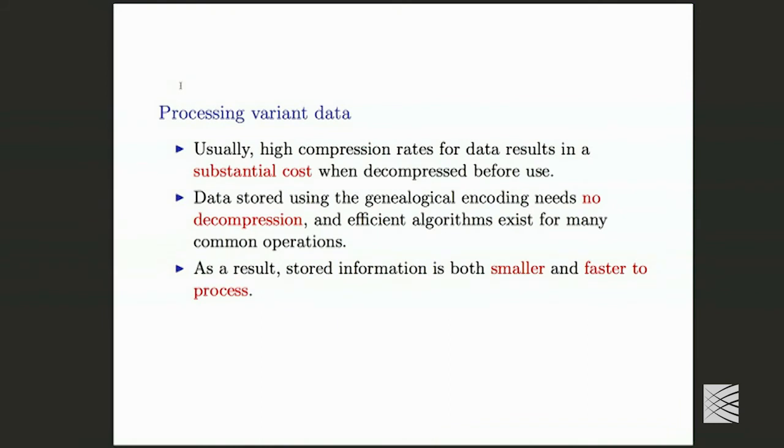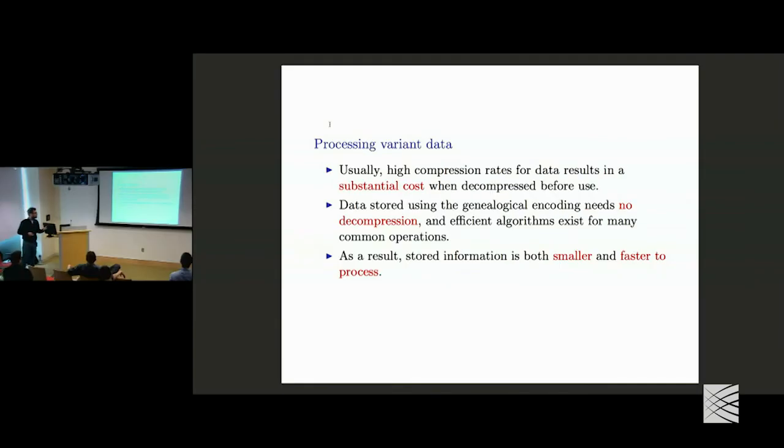Okay, so the cost of very high compression ratios is nearly always a corresponding cost in decompressing the data so you can actually use it. But contrary to this, the data that we store using genealogical encoding doesn't actually need any decompression because it's already exactly in the form that we need. So as a result, the information that we store is both smaller and faster to process than it is under other encodings.